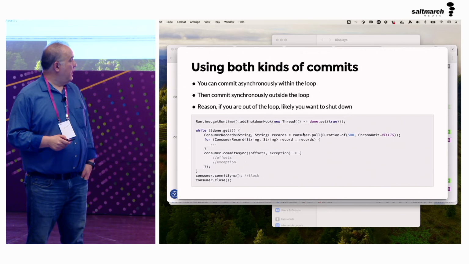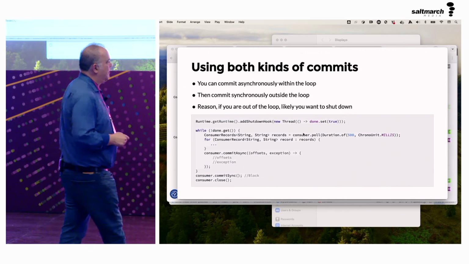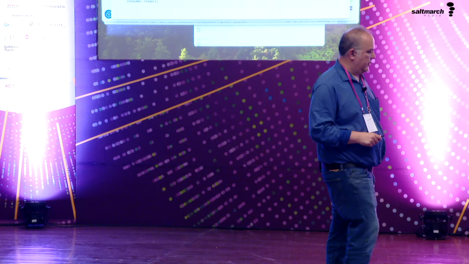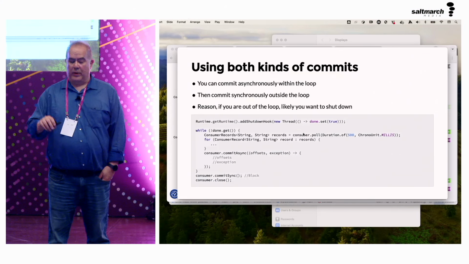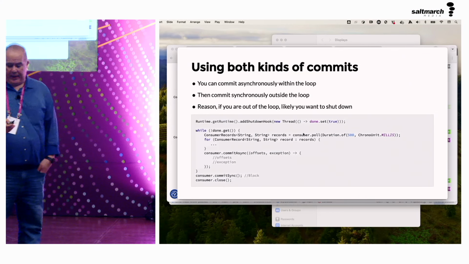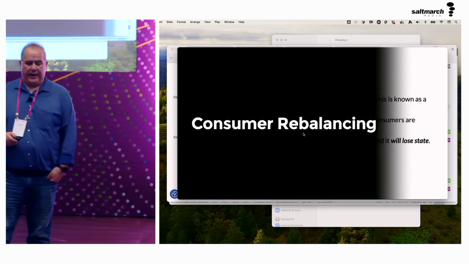And you could use both. And so in an example here, you could use commit sync at the very end, like when you're about to shut down the JVM, you want to make sure that that blocks. Again, blocking isn't necessarily a bad thing. You just strategically decide where you want to apply that. And then the commit async you could do inside of the while loop. There are lots of different strategies for that.